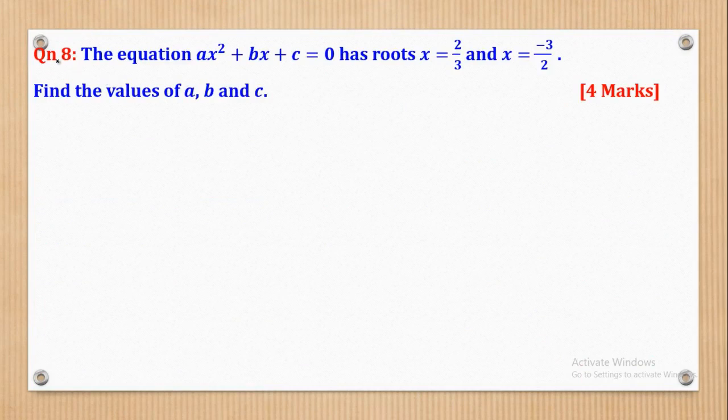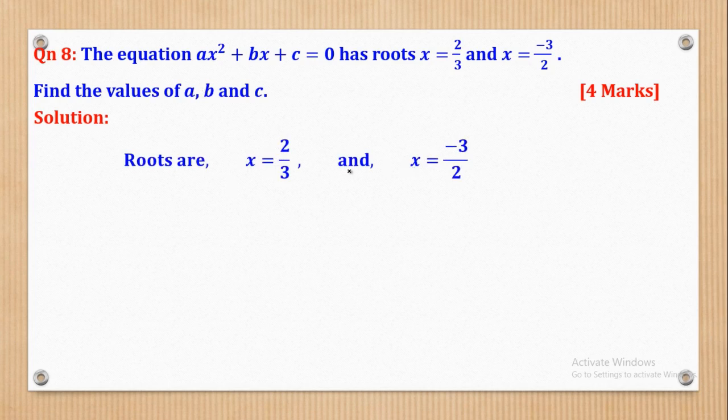Now we shall go to question 8, which is that the equation AX squared plus BX plus C equal to 0 has roots X equal to 2 over 3 and X equal to negative 3 over 2. Find the values of A, B, and C. So the good thing, we have the roots. So we shall come here and say that the roots are this and this. Then the next step is to cross multiply.